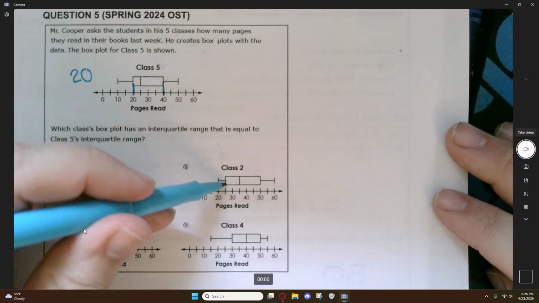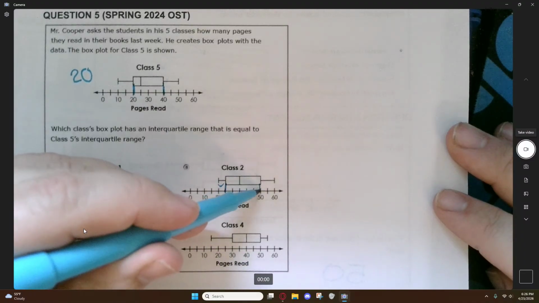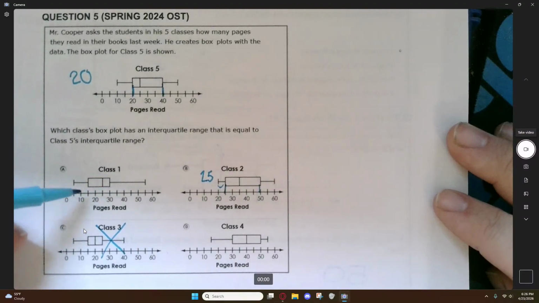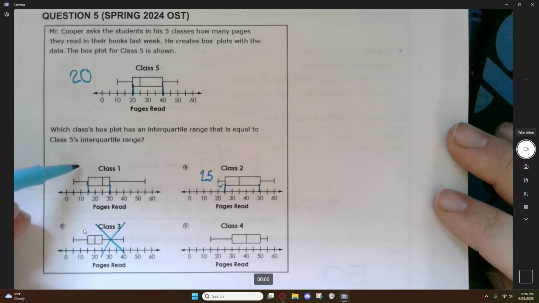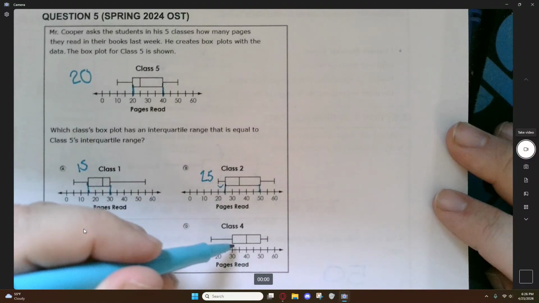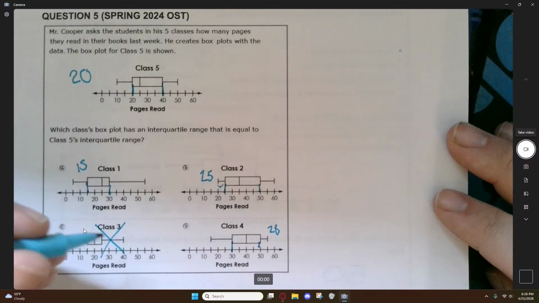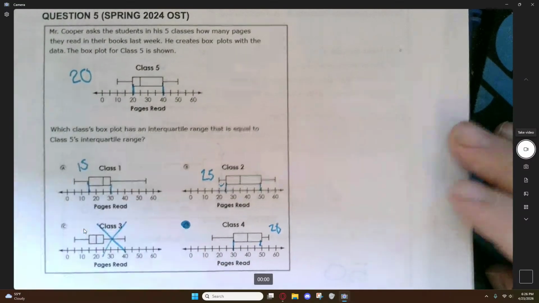Class 2 has 25 to 50. That's an interquartile range of 25. Class 1 has 15 to 30. That's 15. Class 4 has 30 to 50, which is 20. It is class 4.